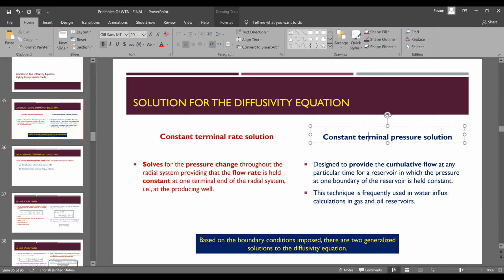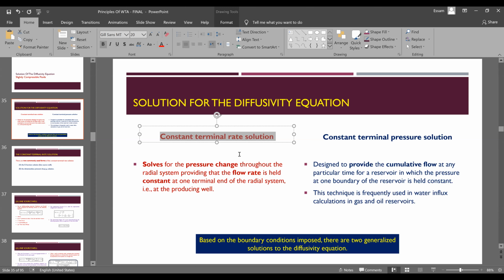It just accounts for cumulative flow at any particular time in the reservoir, keeping in mind that one of the boundaries is constant pressure. That means aquifer. So they use this technique only in water influx modeling. However, the solution that has been considered for the diffusivity equation, we call it constant terminal rate.